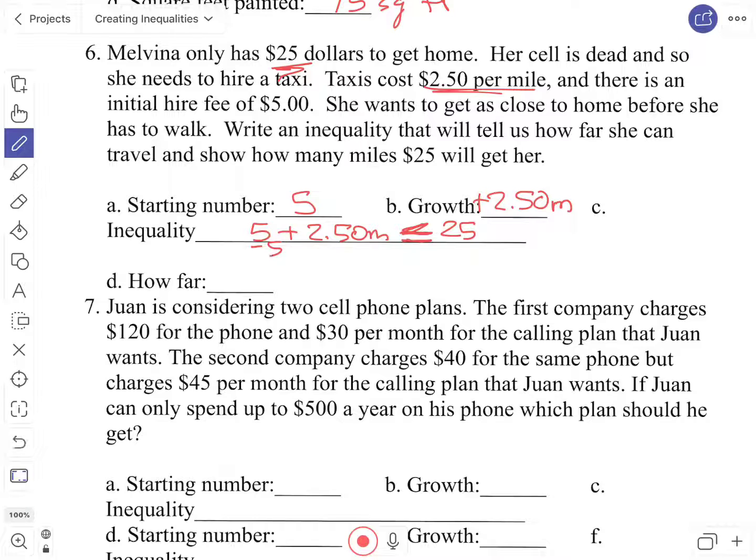So if we want to figure out how many miles that will get her, we subtract 5 and divide by 2.5, and we end up with m is less than or equal to 20 divided by 2.5, which is 8. So 8 or fewer miles is how far she'll be able to go.